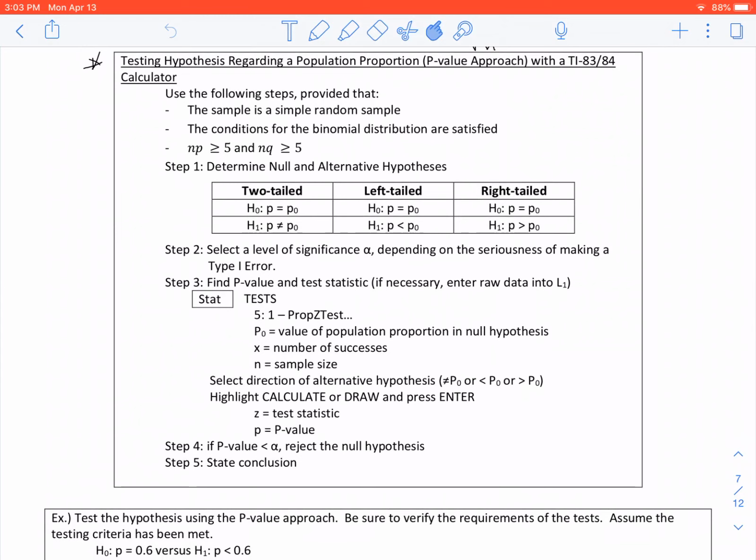Step 2, select your level of significance alpha that's given to you in the problem. Step 3, go to stat, go over to test, go down to, for me it was number 5, 1-prop z test, and enter in p naught, x, and n. Again, p naught is the value found in the null hypothesis, x is the number of successes, and n is our sample size. Then you are going to select one of the 3: either not equal to, less than, or greater than p naught. Highlight calculate, select enter, and then you're going to get 2 values that are of importance to us. The first one is z, which is our test statistic, and p, which is our p-value. If the p-value is less than alpha, we reject our null hypothesis, and then we state our conclusion.